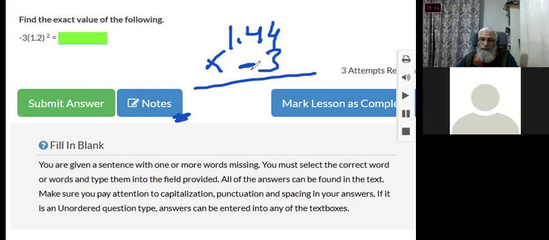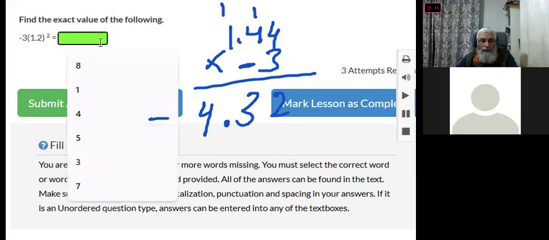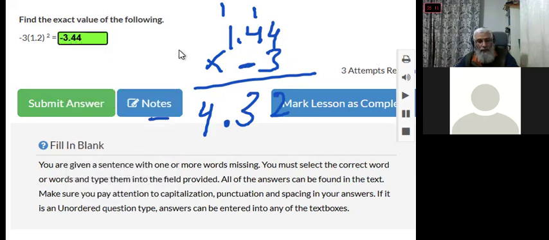How to multiply this? 3 times 12 is 36, 3 times 4 is 12, 12 plus 1 is 13, and then 4. And the point right there. 4.32. So we have negative 4.32.